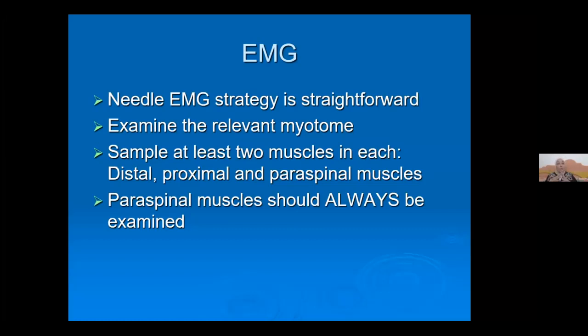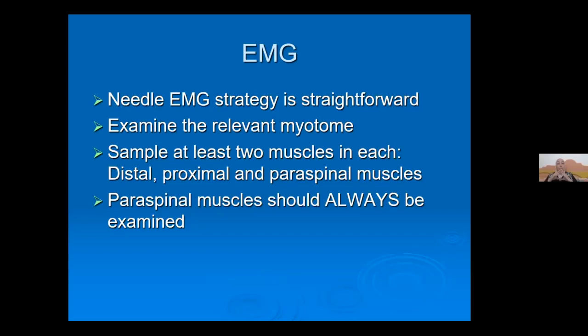I have to sample at least 2 muscles in the distal myotome, the proximal myotome, and in the paraspinal muscle. Paraspinal muscles should always be examined because they take their nerve supply very early from the root. So they should always be examined.